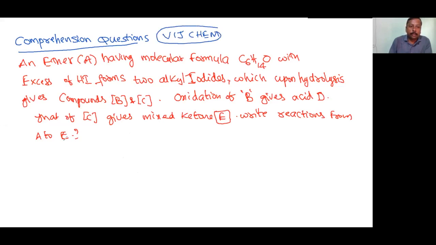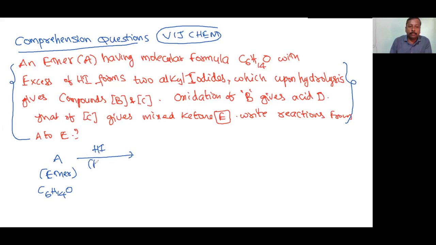So here, according to this, the main problem is that so much English is stuffed over here. So remove all that English. You write only the reactions. You write A. A is an ether and has the formula C6H14O. Now one fine day it is heated with HI in very excess. Then it gives two products, B and C.